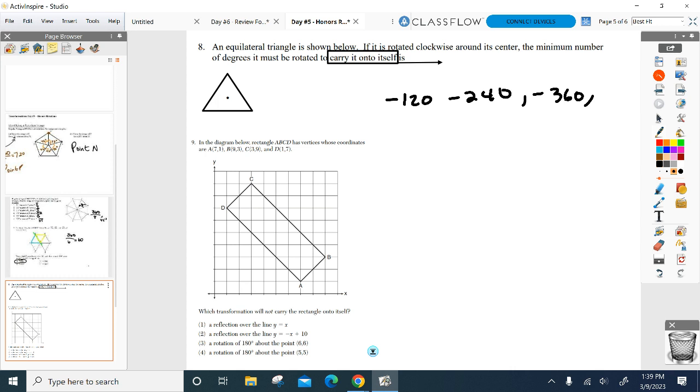So the minimum number of degrees, we have to change that. We have to put counterclockwise in, because there's more minimum than negative 120. That's the thing. So I don't think this question could be answered the way we worded it.